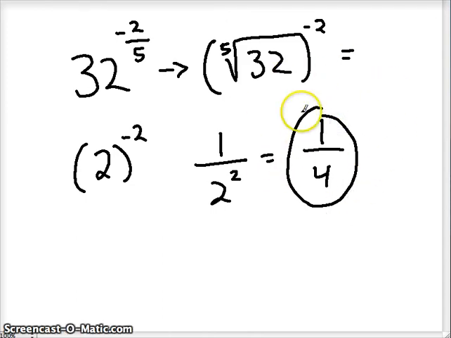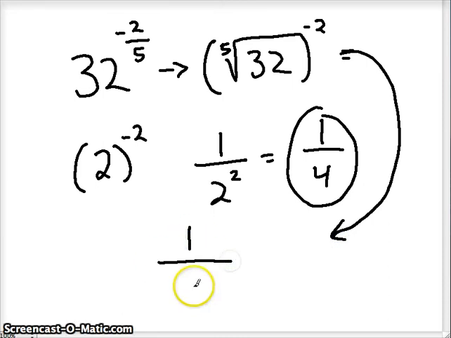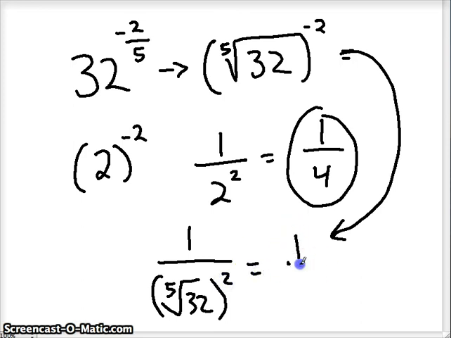We could have also done all of this in one step. So if we had gone from here and just written 1 over the 5th root of 32 squared, then we could have gotten 1/4 that way. Either way, a lot of times doing it one step at a time will help you keep yourself organized. Some of you may be able to just do this jump right here. That's okay.